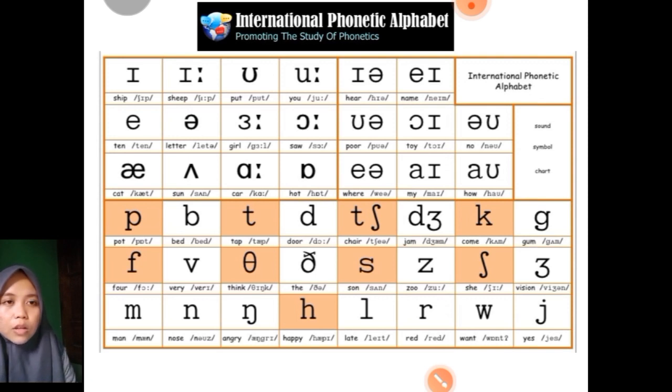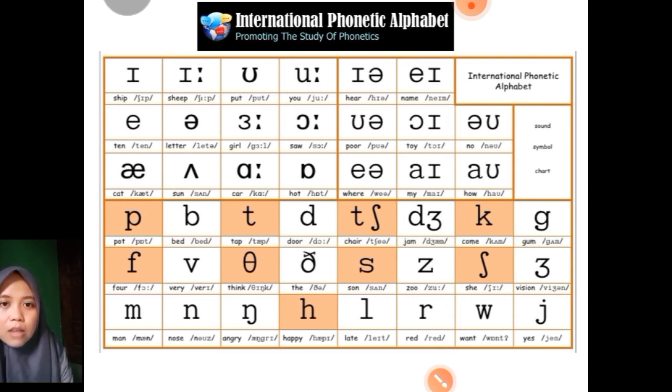And then is the zh sound. Zh is a voiced coronal fricative consonant, and the word for it is vision. And then is the m sound. M is a nasal consonant, and the word for it is man.